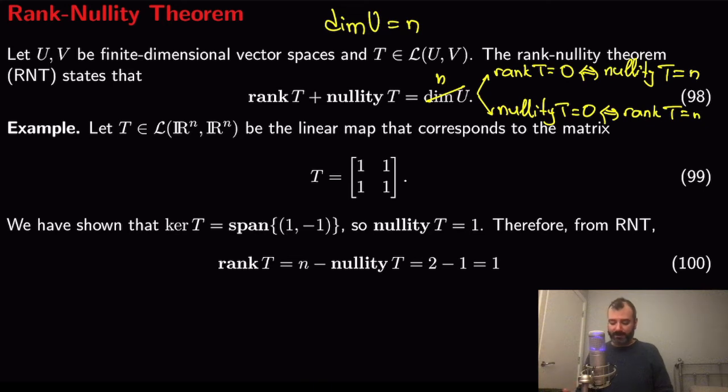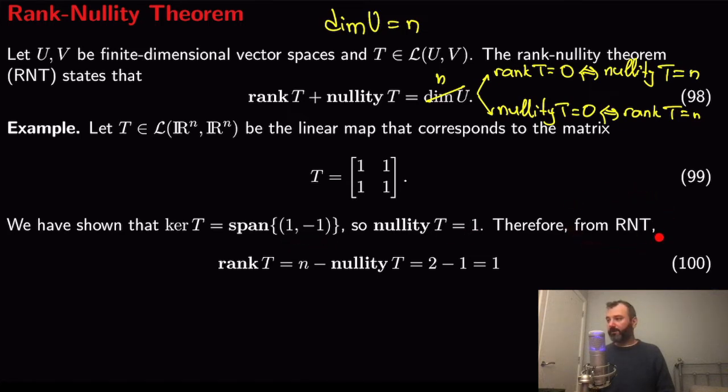Let's have a look at this example. This is our old friend, this matrix, 1, 1, 1, 1. It is a 2 by 2 matrix. What is the kernel of T? The kernel of T, we did this before, is the span of this single vector. So what is the dimension of this kernel, aka the nullity of this matrix? It is equal to 1. Have one vector, the nullity is 1.